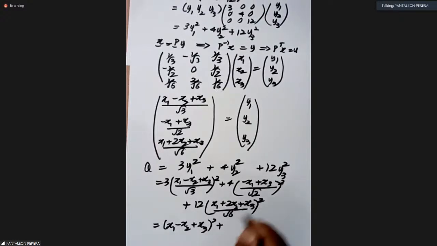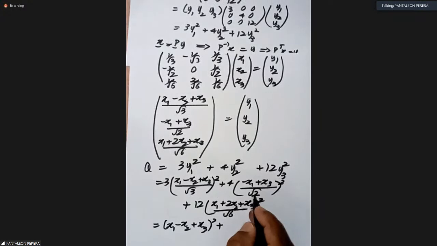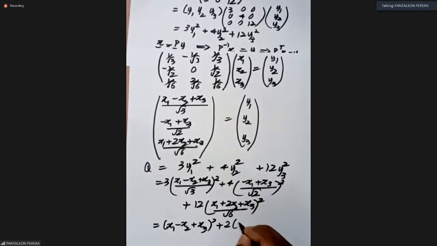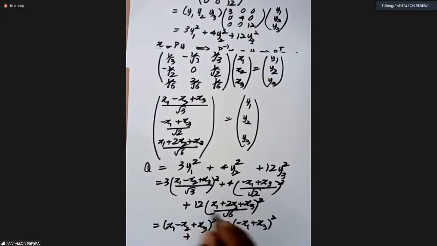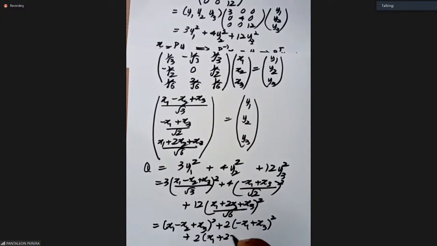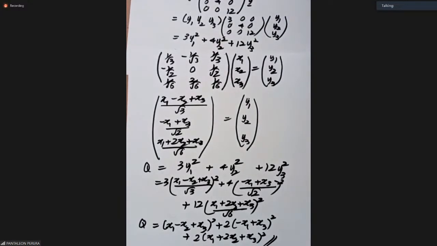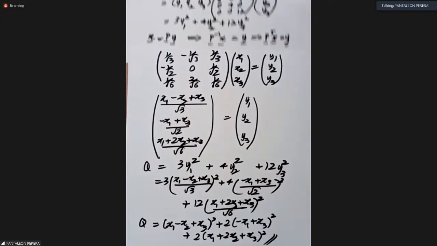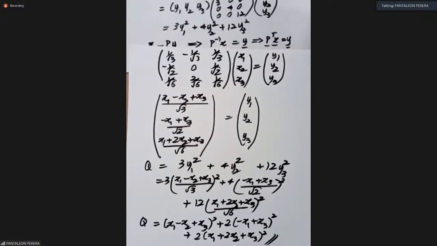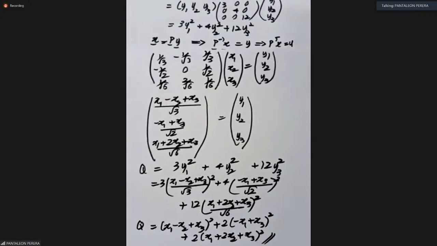This one, when you square this, it will be 2. So 1, 2 will go away. This will be 6. So it will go away with this. Right? Now that's how you write the quadratic form as a sum of 3 squares.